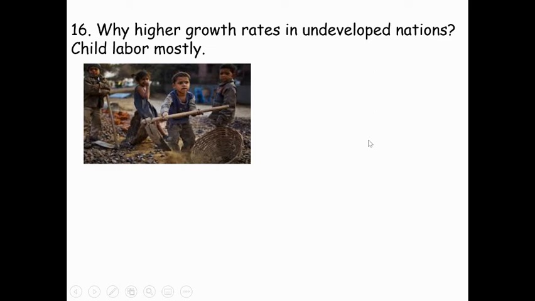Why higher growth rates in undeveloped nations? Mostly child labor. I mean, those kids, God, they look about 3, 4, 5.